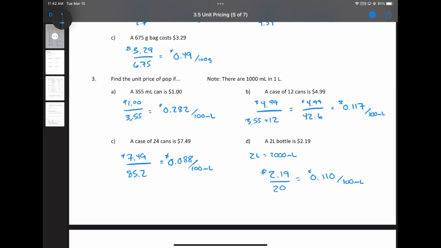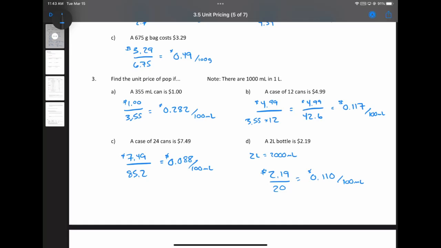Okay, so basically it's a little bit better than the 12 can case of pop, but not quite as good as the 24 can case of pop. So if you want the best deal of these 4 options, it's definitely your case of 24. If you're looking for something a little less than that, whether you buy a 12 can case or a 2-liter bottle, you're paying about the same each, a little bit more for the 12 cans. And the vending machine sucks. That's generally true.